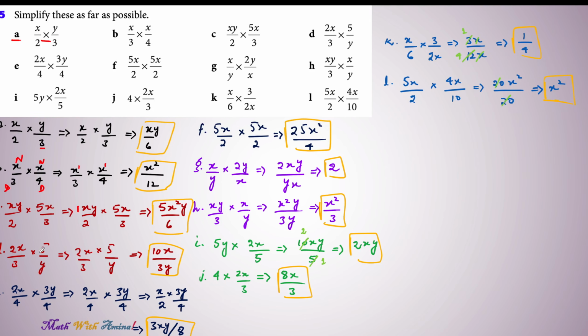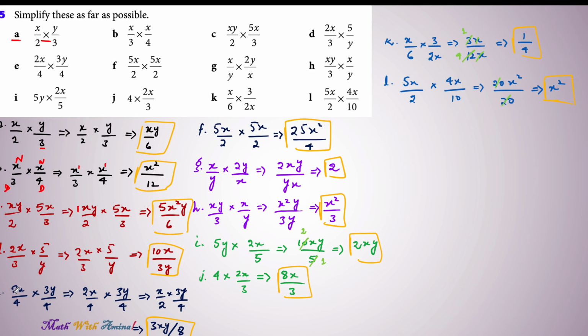Then 2x over 3 multiplied by 5 over y. 2x gets multiplied with 5, and we get 10x. 3 and y are the two denominators of these fractions, so 3 gets multiplied by y, and we get 3y. As a final answer we have 10x over 3y.